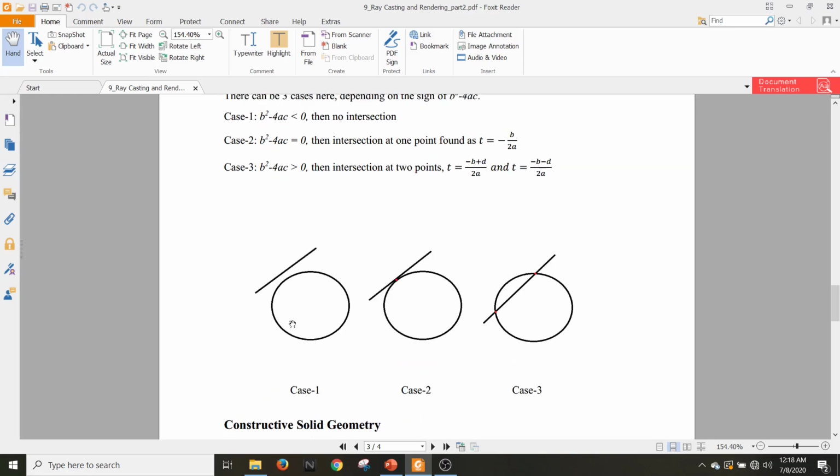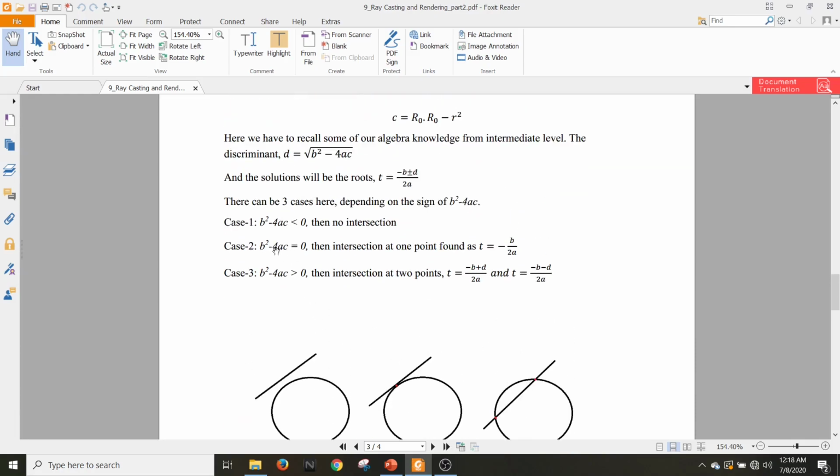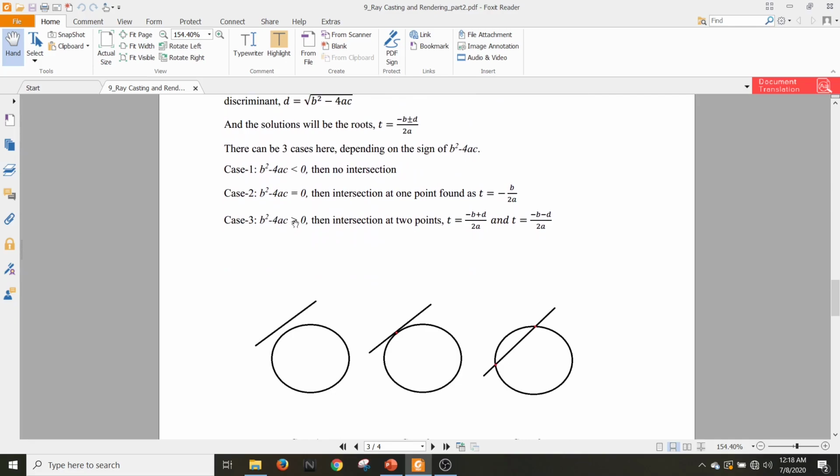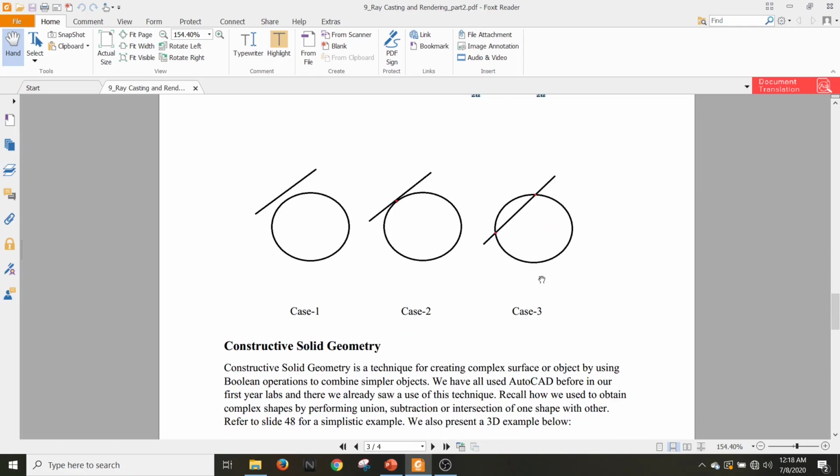so we will not have any actual real intersections. This is an example for the first case, and the second case says that b squared minus 4ac is equal to 0 exactly. Then the intersection will be found at exactly one point. Since this plus minus D will become 0, there is no chance for having two different values. We will only have one value, which is t equals minus b by twice a. This is an example for the second case. And if b squared minus 4ac is greater than 0, then we will have two different intersection points, and these two intersection points can be seen in this example for case 3.